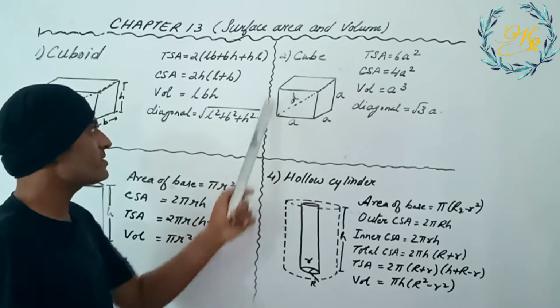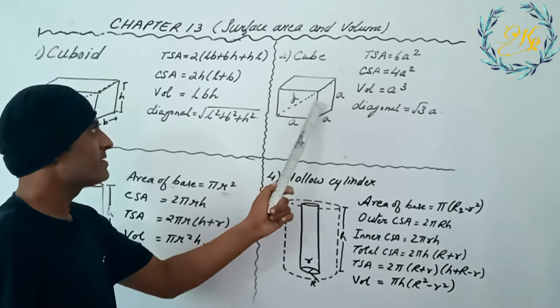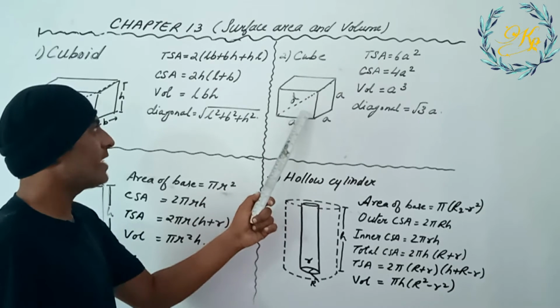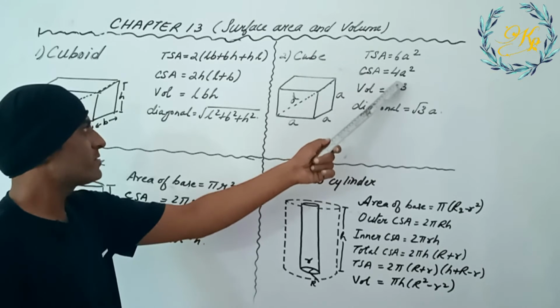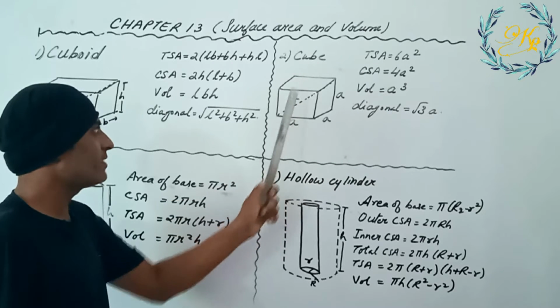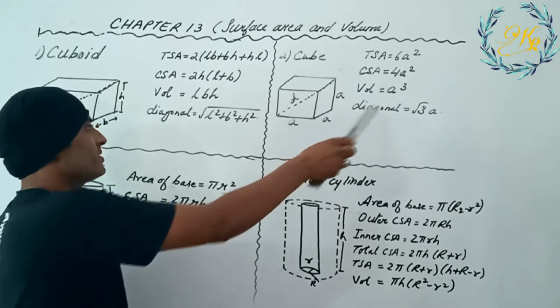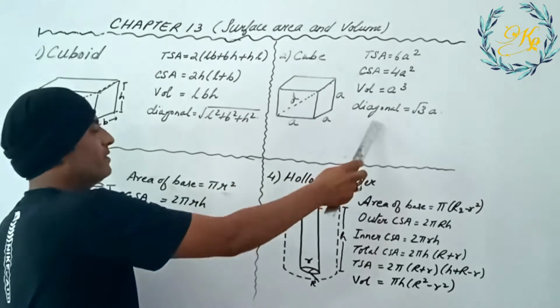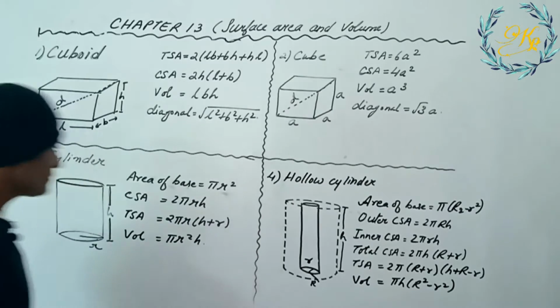To find the total surface area of this cube, the formula is 6a square, because we have 6 faces here. If you want to find the curved surface area, then you use the formula 4a square. If you want to find the volume, that is the quantity of matter inside the box, that is equal to a cube. And to find the diagonal, you will use the formula root 3 into a.